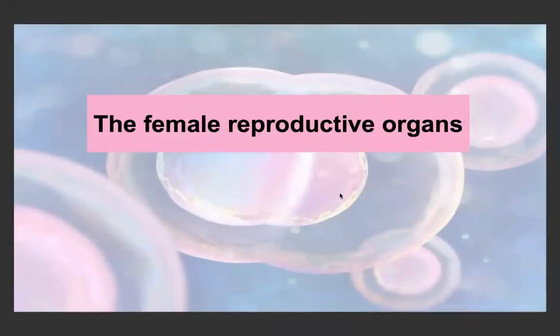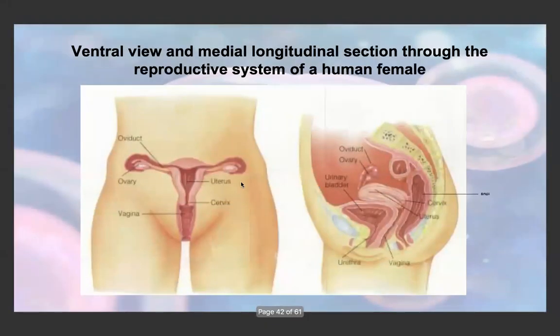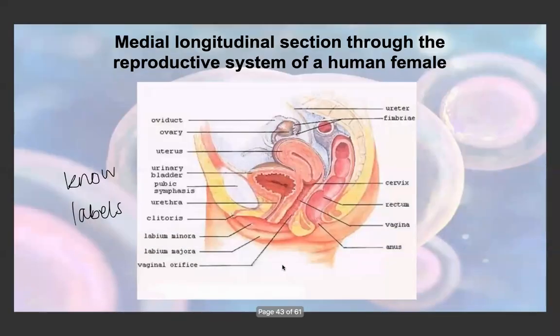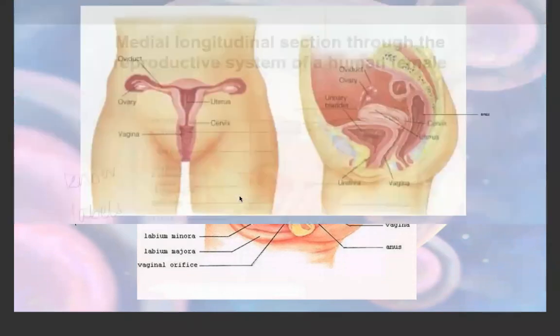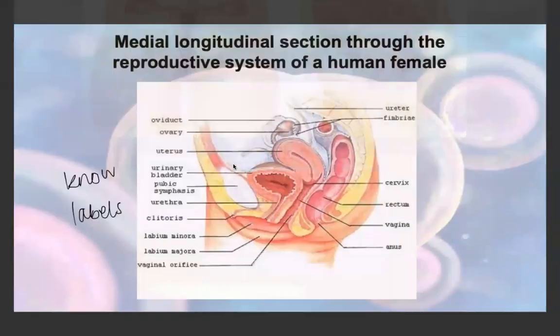Now we can look at the female reproductive organs. This is a ventral view and a longitudinal section. We can see the oviducts, or the fallopian tubes, the ovaries, the vagina, the cervix, and the uterus. And we can see the bladder here and the anus at the back, and the reproductive organs are kind of situated between them. Try and know these labels. These ones you don't have to be stressed about quite as much, but know the main labels quite well.